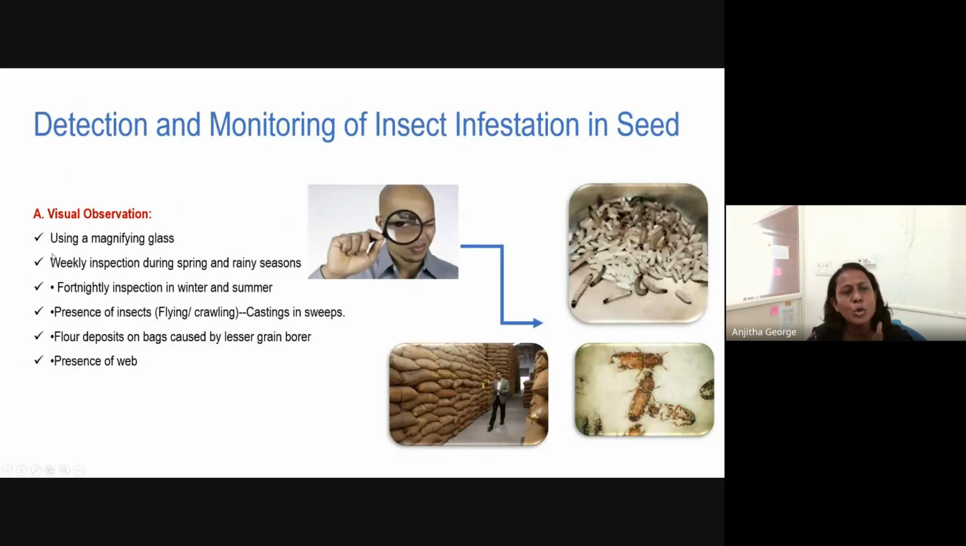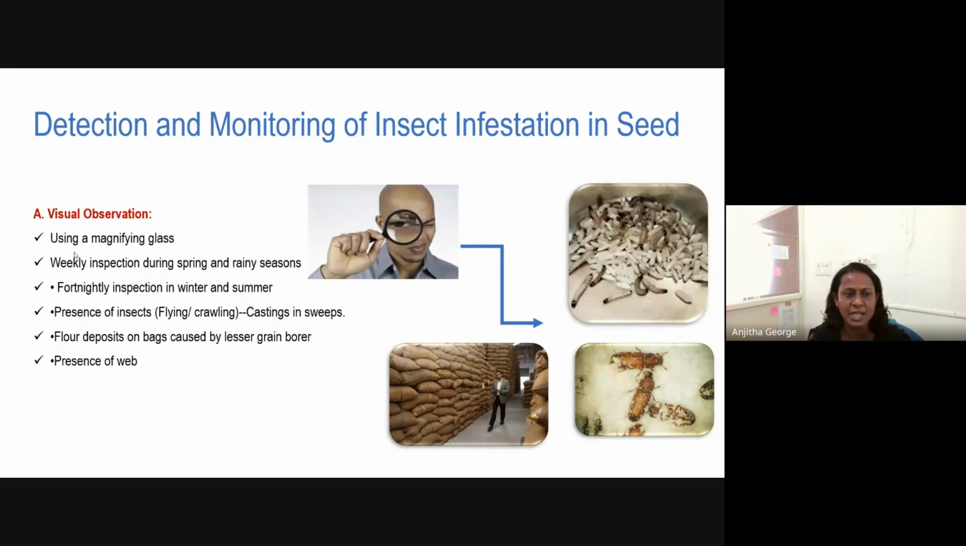This is the kind of recording we will do from the seed samples collected at frequent intervals. So how do you detect this insect infestation? It can be further divided into two phases. Some you can see with your naked eyes that insect infestation is there, and in some cases there will be no symptoms from outside, but the insect stages will be inside. I'll give you a brief idea about how to detect all these insect pests.